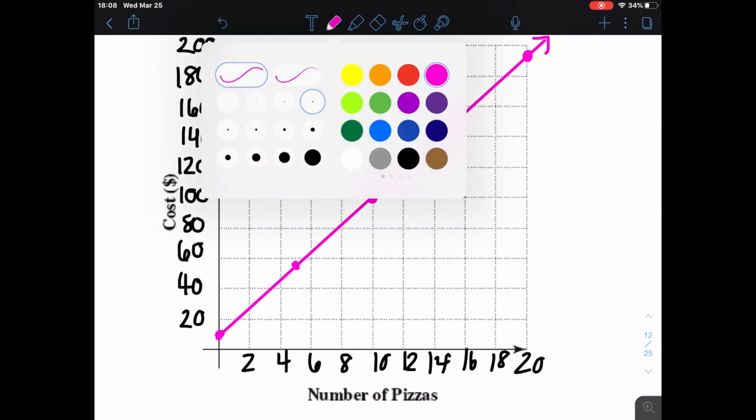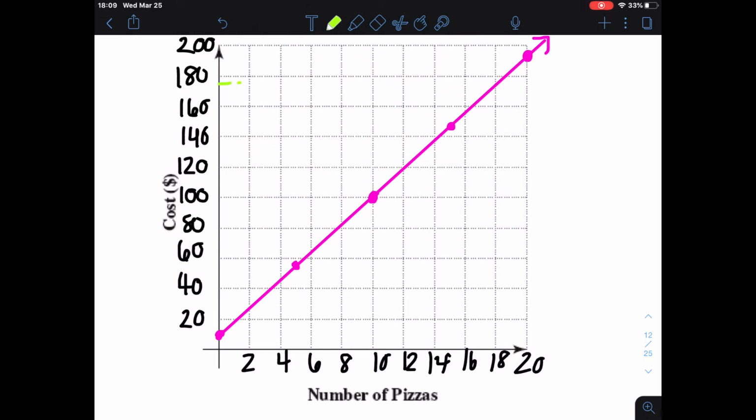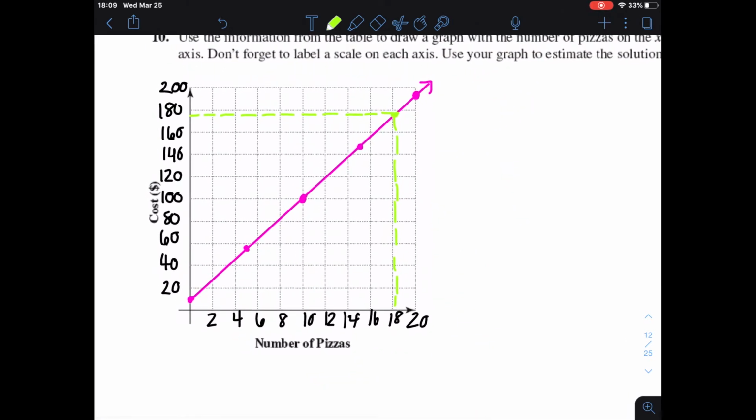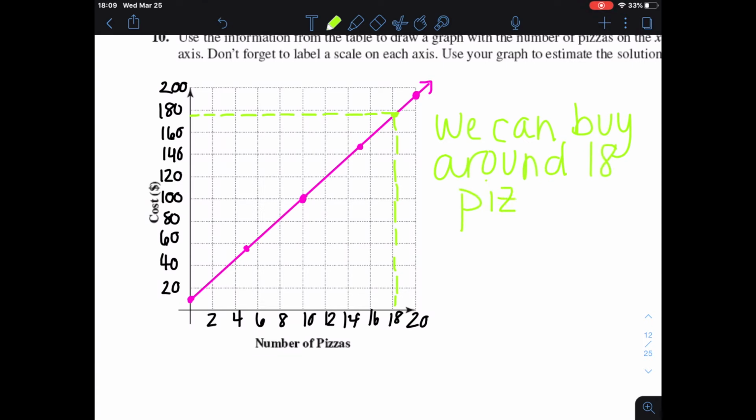Again, I can still spend at most $175, so it's close to the 180 line. So here's the cost being $175. You hit the graph here, which seems like it's a little after 18. So we're going to assume that we can get about 18 pizzas. Okay. So we can buy around 18 pizzas. That's where we hit the graph at $175.